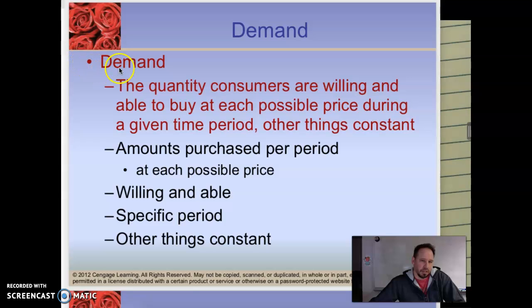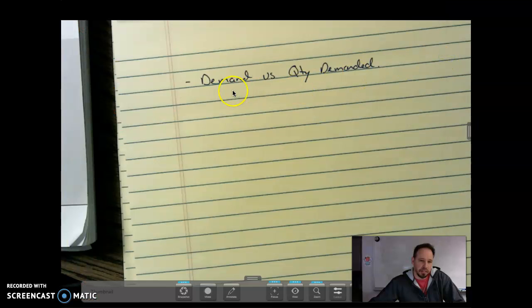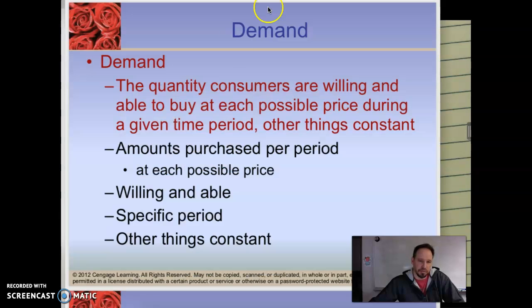In this video, we're going to talk a little bit about the concept of demand, specifically the difference between demand and quantity demanded. It's an important concept to understand, especially to the operation of how markets operate. It's difficult to use the supply and demand model without grasping this concept. So that's going to be the purpose of this first video.